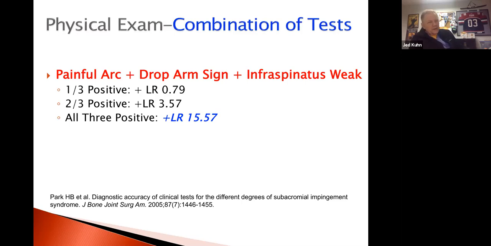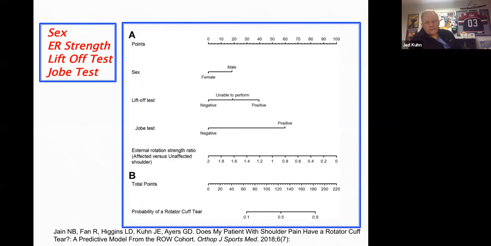If you have a painful arc, a drop arm sign, and weakness when you test their infraspinatus strength, the positive likelihood ratio is 15, which is pretty good. So that's something you can say: maybe if I combine these tests, I get more likelihood that there's a rotator cuff tear. Next slide. And then the reference didn't show up on this, but this is something Nitin Jain did with his study and his group.